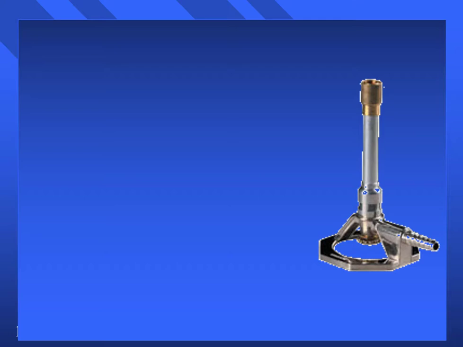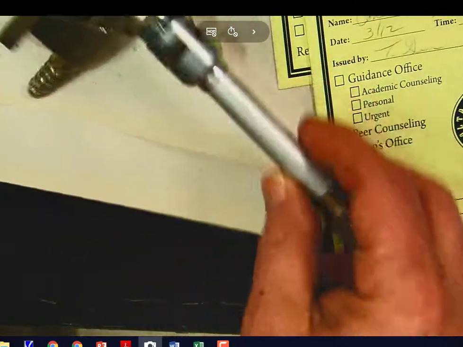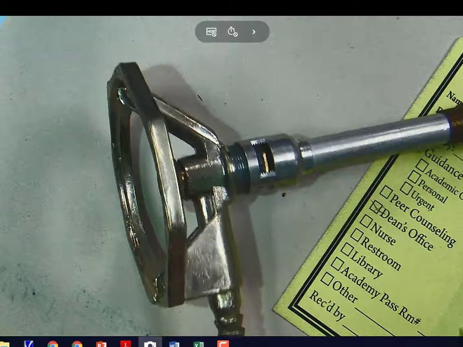Okay, so first, let's look at the parts of the Bunsen burner. No, it's methane. No, there are going to be some notes, but you just need to understand the parts. Okay, so here's the Bunsen burner. Come on, you're supposed to be straight up and down. There we go. There's a Bunsen burner.